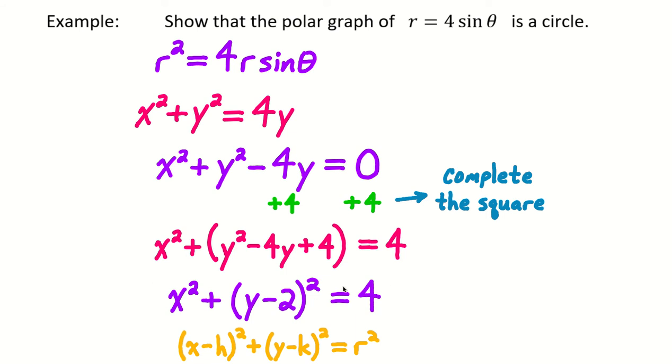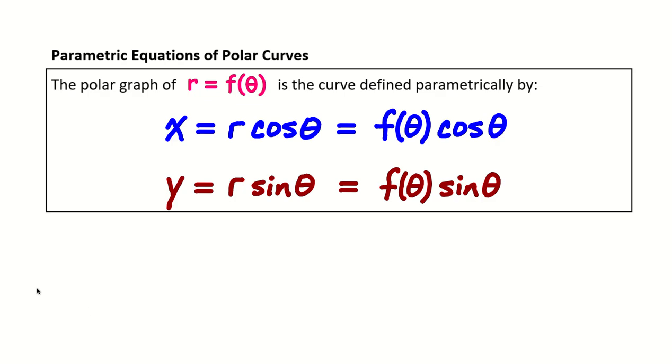And so with this written now in purple, you've shown that the polar graph is a circle. Where you're at, I believe, 0, 2 with your center. And the radius is 2, because radius squared is 4. And then just something else really quick before we end this part 1.